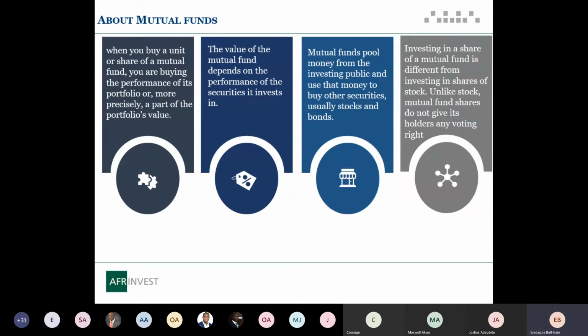So for example, if it's a stock mutual fund, the performance of the mutual fund is basically going to be how the stocks in the portfolio perform. You could have a portfolio investing in, let's say, GT Bank, Nigerian Breweries, and other stocks like that. The performance of the mutual fund is dependent on the performance of those stocks in the portfolio. Hope you're following what I'm saying.